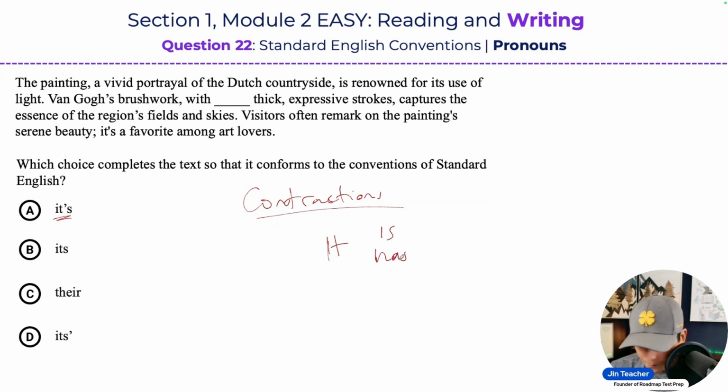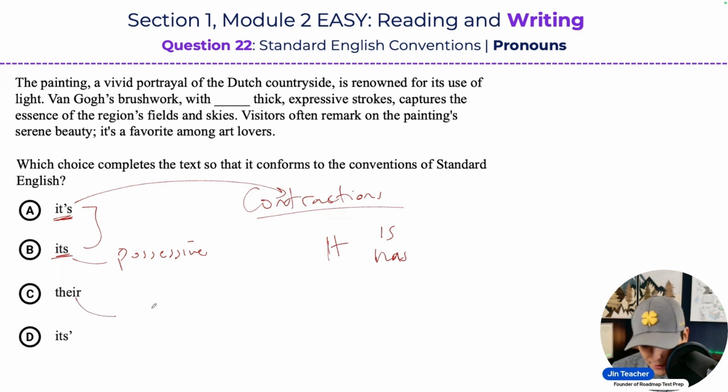So now, one of the ways that the SAT is going to test you on apostrophes and pronouns is whether you use contractions or possessive form. When we say it apostrophe s, this is the contraction form of the word it's. When we say its without the apostrophe, this is going to be the possessive form.